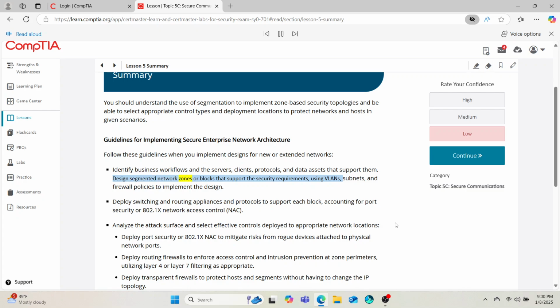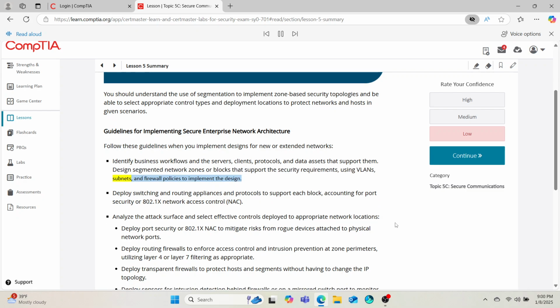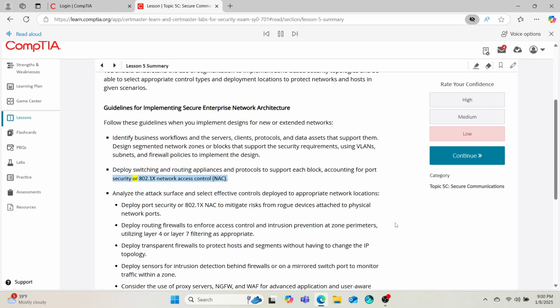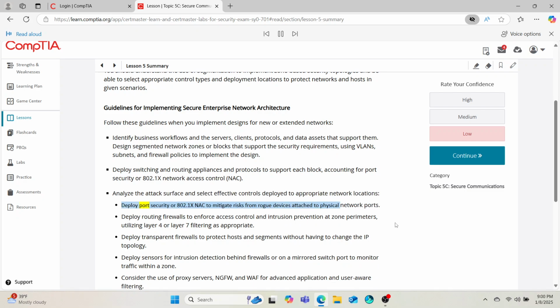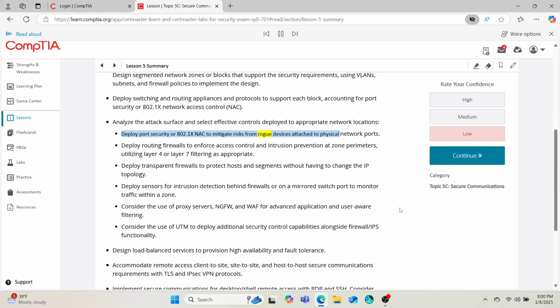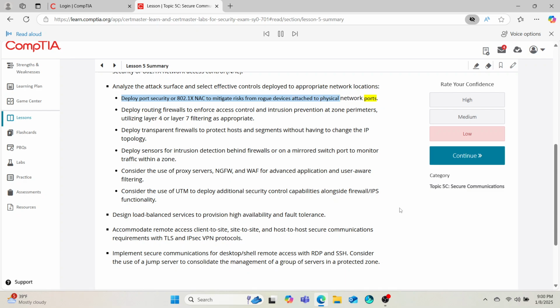Design segmented network zones or blocks that support the security requirements, using VLANs, subnets, and firewall policies to implement the design. Deploy switching and routing appliances and protocols to support each block, accounting for port security or 802.1X network access control, NAC. Analyze the attack surface and select effective controls deployed to appropriate network locations. Deploy port security or 802.1X NAC to mitigate risks from rogue devices attached to physical network ports.